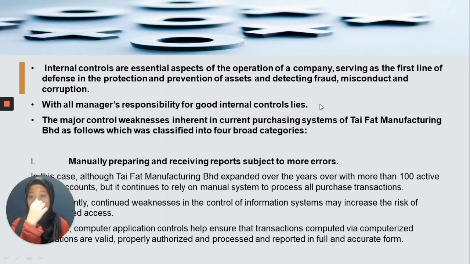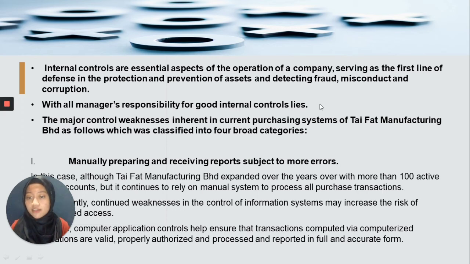Self-control and assistance in the operation of the company serve as the first line of defense in the protection and prevention of assets and defending from misconduct and corruption, and all are responsible for good internal control. Right. And the major control weakness is manually preparing and receiving reports, which are subject to more error.